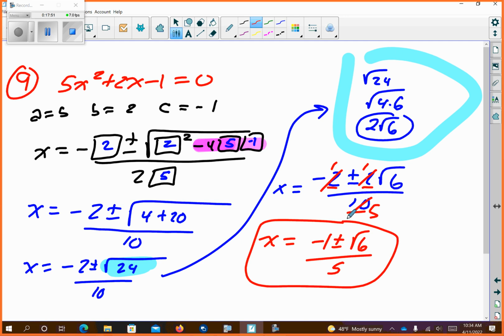Blue? Root 24? On the right side of the screen? So I got the root 24 breaks down to 4 root 6, which is 2 root 6. So then I replace, for root 24, I plug 2 root 6 in. So this here goes in for this then. Okay?